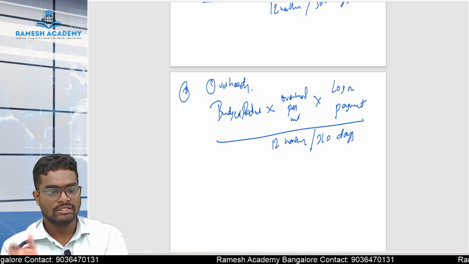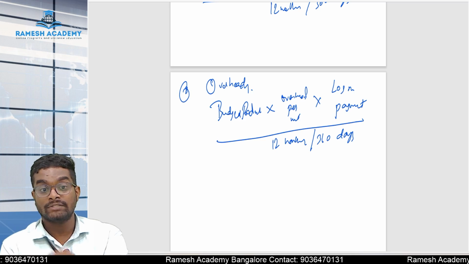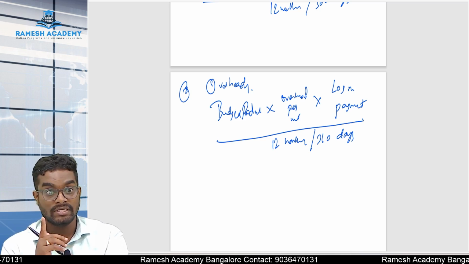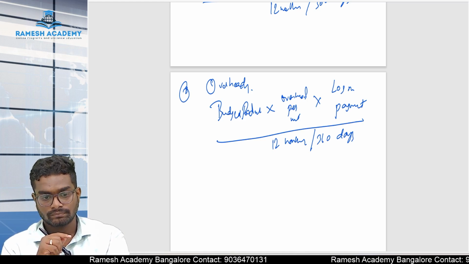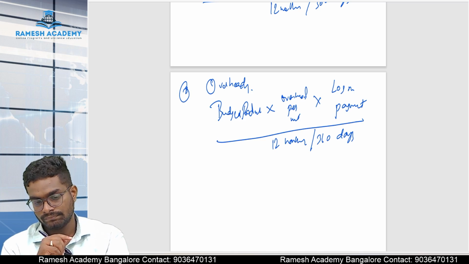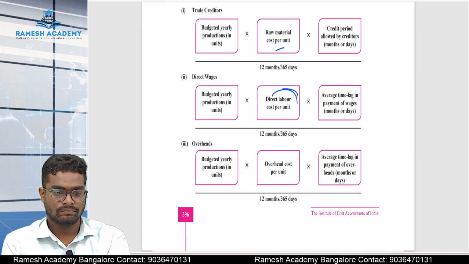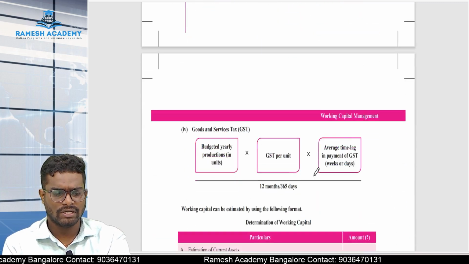So month, obviously you have to take 12 months. If it is weeks, take denominator as 52 weeks. Okay, please be careful, 52 weeks. So we have covered trade creditors, wages and overheads, and now we have GST.